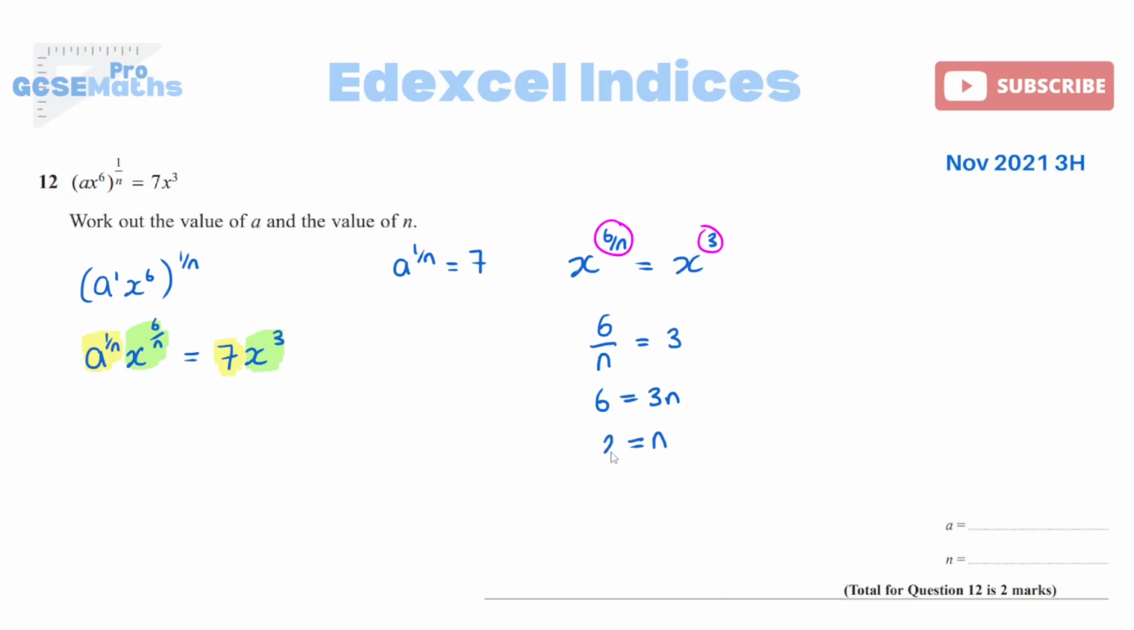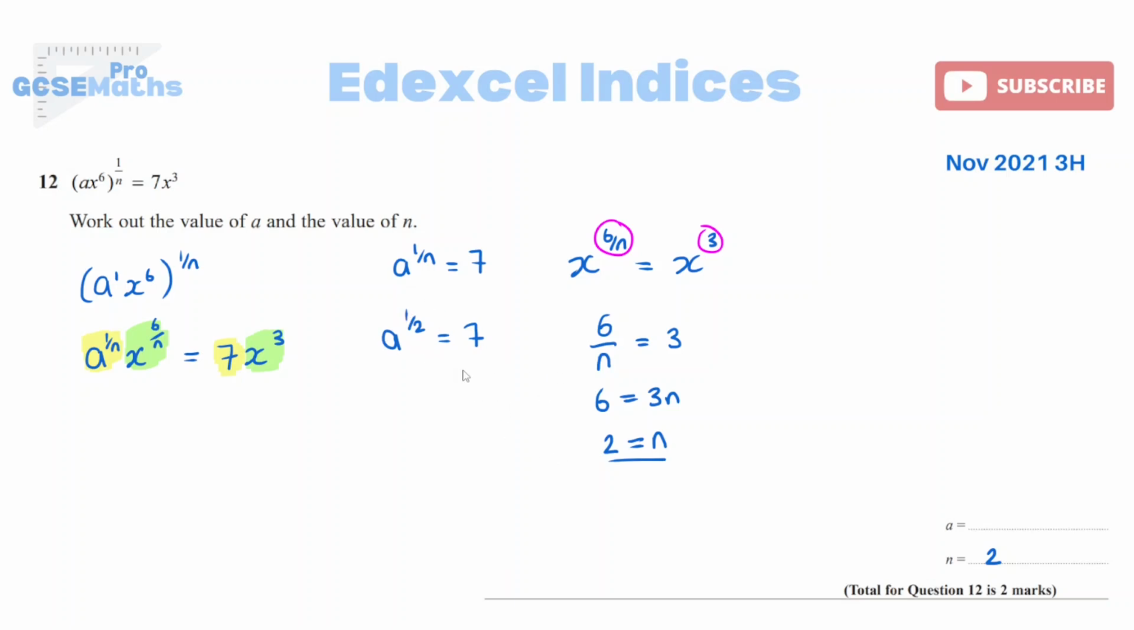6 divided by 3 is 2, so n is 2. That's one of them. Now that we know that n is 2, we can bring it back and sub it into our second equation to find out a. So we've actually got a to the power of 1 over 2, or 1/2. So now we're thinking about fractional powers.